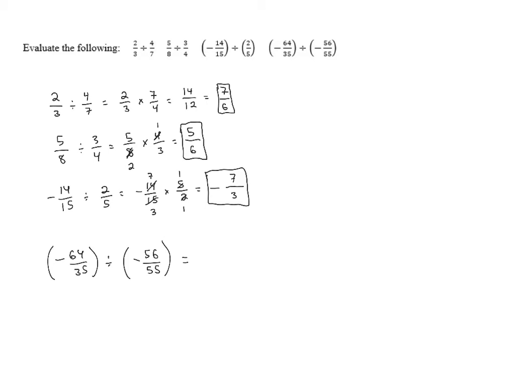First thing I want to point out, a negative divided by a negative will be positive. These negatives will cancel, and so we can eliminate them. It's just one less thing to worry about. So I'm going to get rid of the negatives and I'm going to change it to a multiplication by flipping the second one and writing it as 55/56. Now this is a prime example of where we really should be cross-canceling.